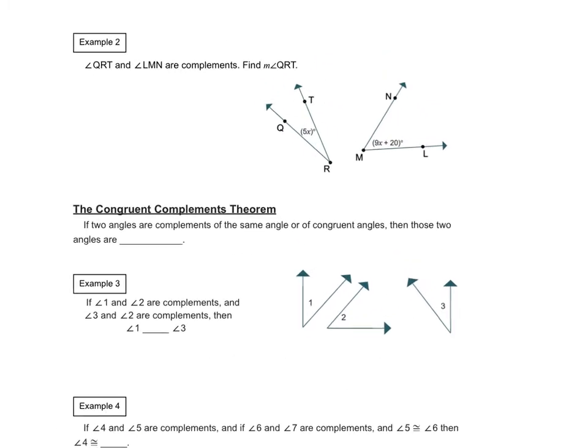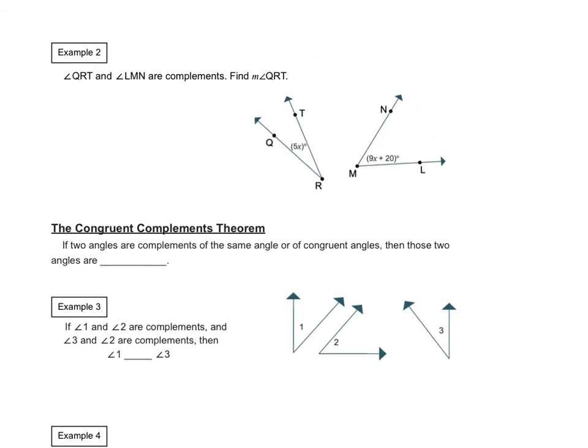Continuing on with example number 2, we have these two angles, and it tells me that angle QRT, this angle, and angle LMN, this angle, together are complements. So I know that angle QRT plus angle LMN equals 90 degrees because complementary angles equal 90 degrees. And it says find the measurement of QRT. Well, before I can get to the measurement, I need to figure out what that variable is going to be equal to. So I can go ahead and do some substitution.